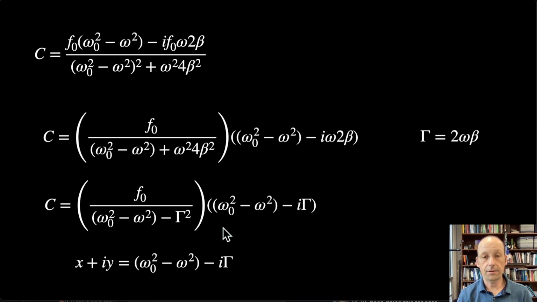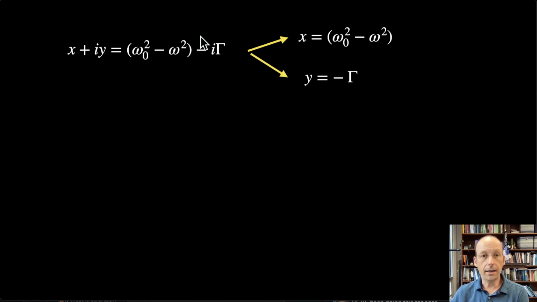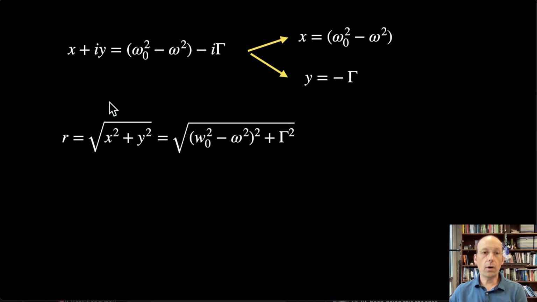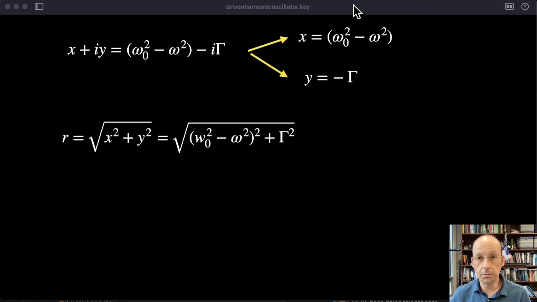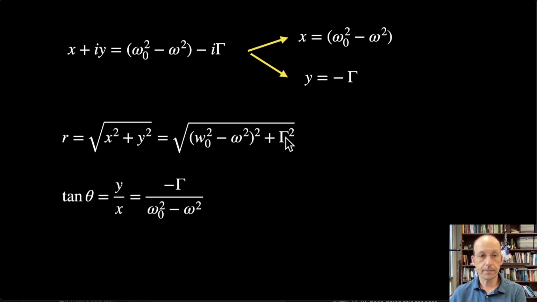So that's that. Okay, so now we need to solve for r, but I made a little extra picture. So here x is this term, and y is negative gamma, right? Because it's x plus iy. So I can solve for r, it's just x squared plus y squared, so it's going to be this squared plus this squared, square rooted. So I get the square root of omega naught squared minus omega squared, quantity squared, plus gamma squared. And then the tangent theta is just y over x, so it's negative gamma over omega naught squared minus omega squared.